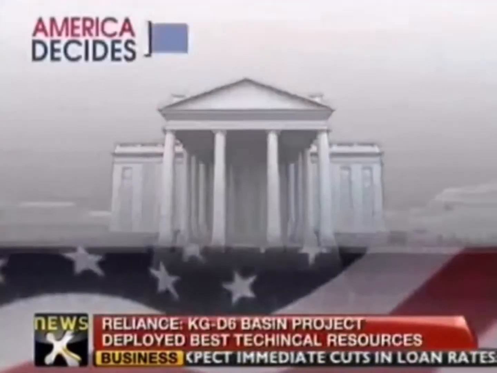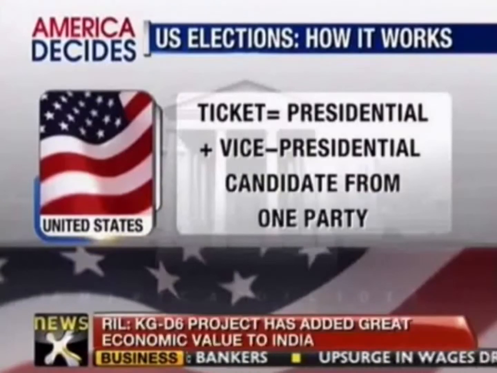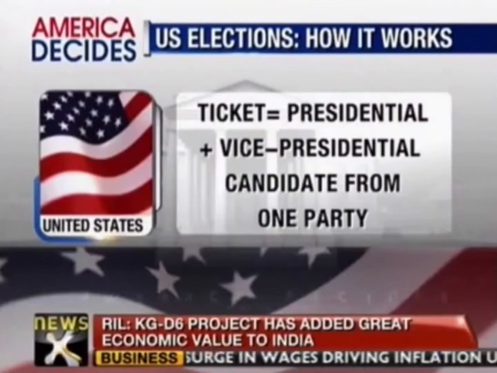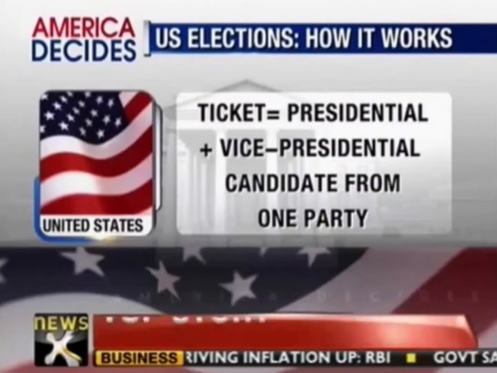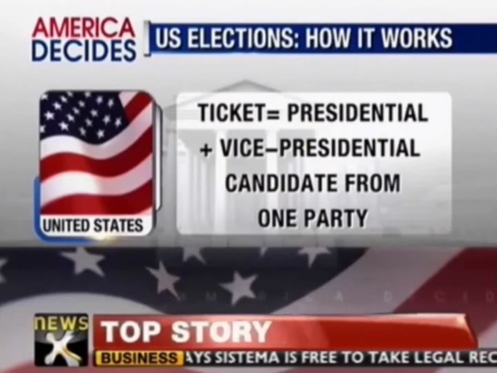The candidates for president and vice president run together on what's called a ticket. Voters choose a ticket wherein voters select a pair from the same party. Now, you can't select the president from one party and a vice president from another party. So if you're selecting a ticket, you're selecting the pair of them together.